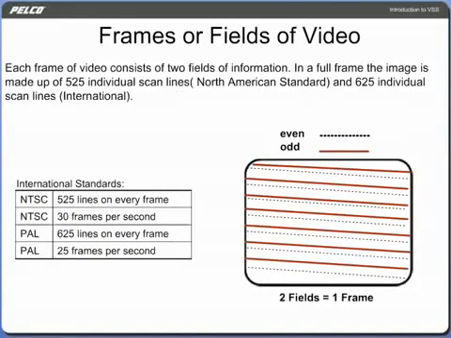Each frame of video consists of 2 fields of information. In a full frame, the image is made up of 525 individual scan lines, North American Standard, NTSC, and 625 individual scan lines, International, PAL. When the odd and even fields come together, it is known as frame interlacing. In order for a recorder to record longer periods of time, the number of frames per second must be reduced. This reduction causes a jerky motion playback or screen flickering.